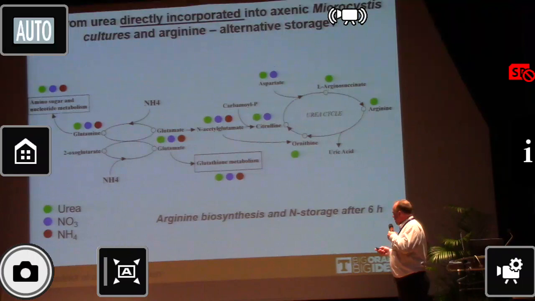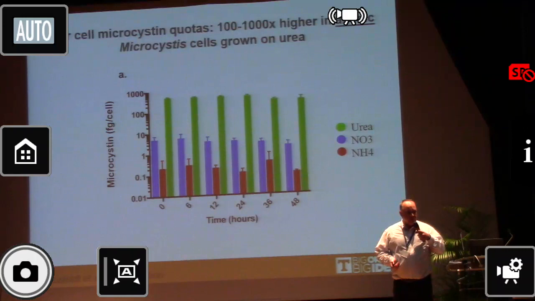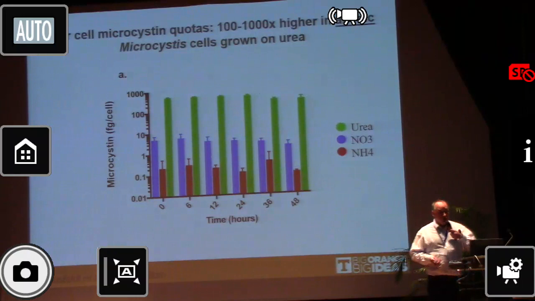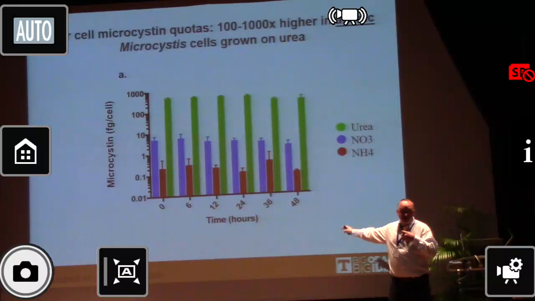The other thing that Lauren is seeing is that cells grown on urea are much more toxic than cells grown on nitrate or ammonia. What you're looking at here is a plot, time in hours, microcystin in femtograms per cell, and this is a log scale plot, and you can clearly see the green bars, which are cells grown on urea, are probably close to 2 orders of magnitude more toxic than the cells grown on nitrate or ammonia. And while this is interesting to me, this isn't actually what I wanted to get to in this story.